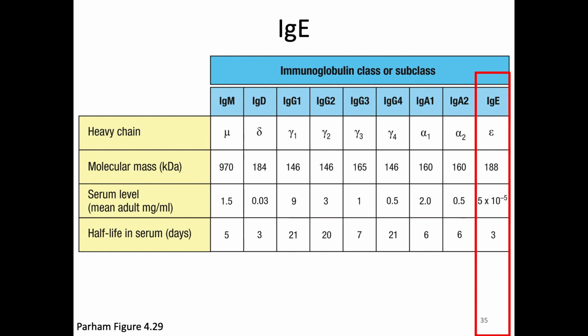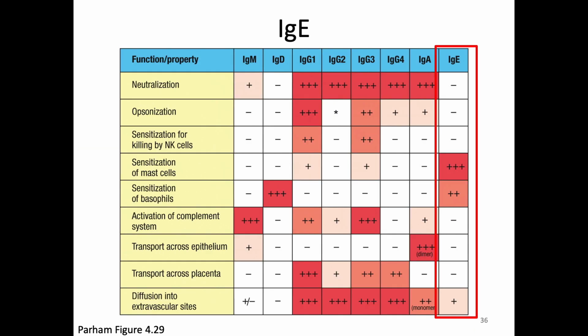Turns out there's a reason why there's way less of it. And the reason is that it doesn't hang out in the serum. It hangs out somewhere else. So all the other ones can be found pretty easily floating around in the serum. IgE is not really in the serum. And when we think about IgE, we think about one key function of IgE. What is the function of IgE?